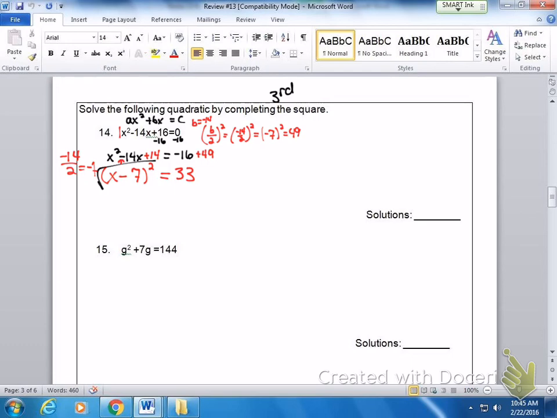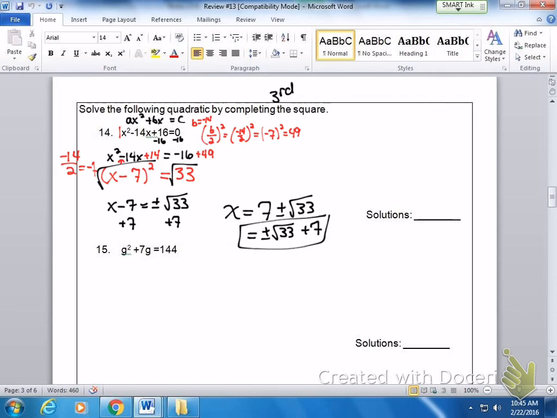I'm going to take the square root of both sides, so I have to solve. I get x minus 7 equals, remember it's plus or minus the square root of the number. Since this one isn't a perfect square, I'm going to leave it like that. Then I'm going to add 7 to both sides to solve for x. Again, my answer is x equals 7 plus or minus the square root of 33. Or you could have written this, plus or minus the square root of 33 plus 7. Okay, so not too bad.